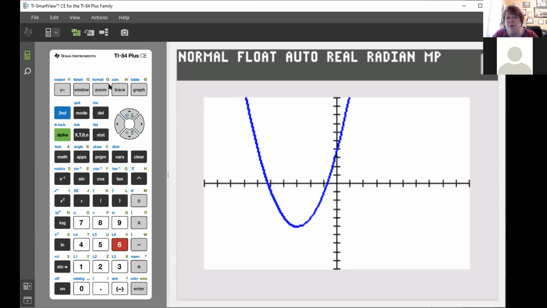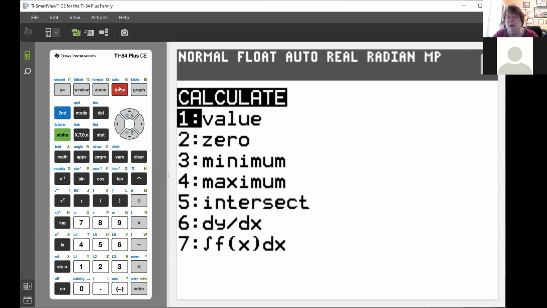So the first thing I'm going to do is look at my calculate menu. To get to the blue, I need to click the blue key. So the second key over here on the right gives me all the stuff in blue, all over the face of this calculator. If it's in blue, I get to it from the second button. So I'm going to go second, calculate. And number 1 is value.